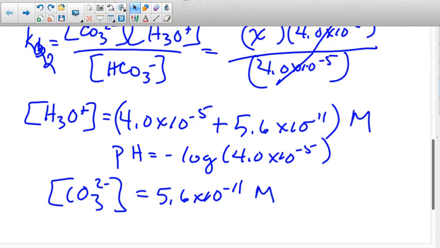Yes, Lauren. How did you go from adding the 4.0 times 10 to the negative 5 plus 5.6 times 10 to the negative 11? Because this is so small compared to that. What is pH equal? It's 4.40. Now it makes sense? All right. We good?